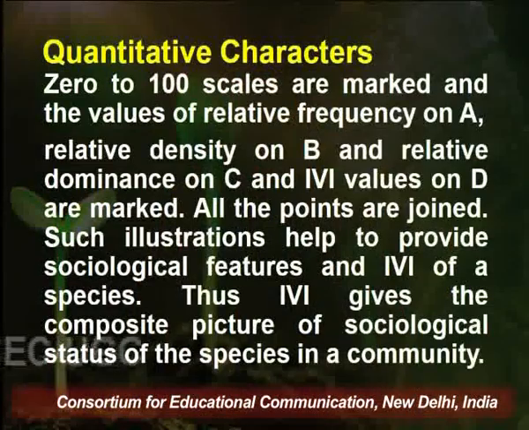Now, 0 to 100 scales are marked, and the value of relative frequency is plotted on A, relative density on B, and relative dominance on C, and the IVI values are plotted on D. All these points are joined. Such illustrations help us to provide the sociological features and IVI of a species. This IVI gives the composite picture of the sociological status of a species in a community.